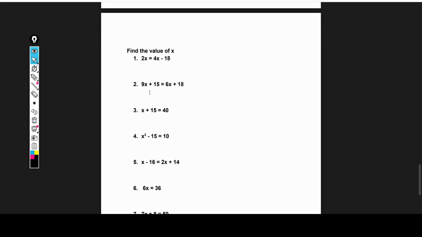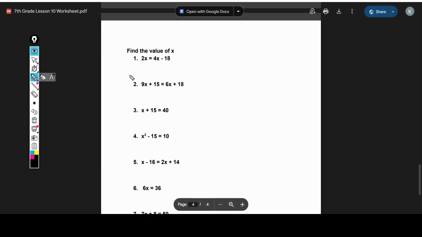I'll skip over, actually no, I'll do number 2. It's a similar problem. We subtract 6x from both sides because that's a smaller one and probably will be easier. Then we end up with 3x plus 15 is equal to 18. And we subtract 15 from both sides. When you subtract 15 from both sides, you end up with 3x. 15 minus 15 is 0. And so you just get equals 18 minus 15 is 3. And then when you divide both sides by 3, you get x equals 1.